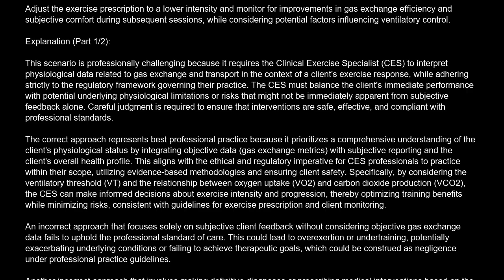An incorrect approach that focuses solely on subjective client feedback without considering objective gas exchange data fails to uphold the professional standard of care. This could lead to overexertion or undertraining, potentially exacerbating underlying conditions, or failing to achieve therapeutic goals, which could be construed as negligence under professional practice guidelines.